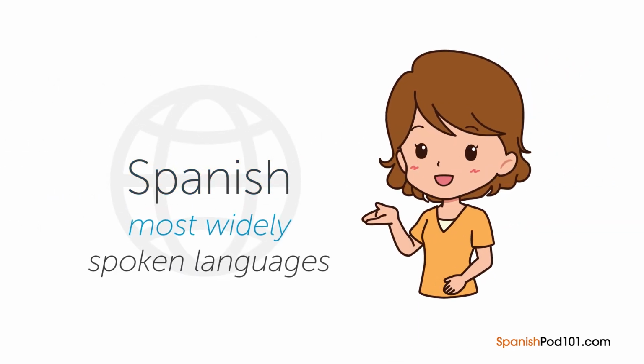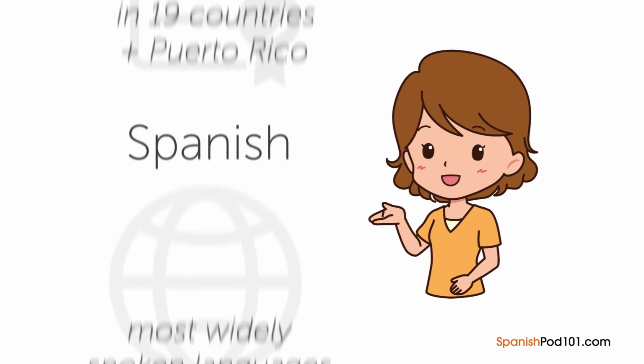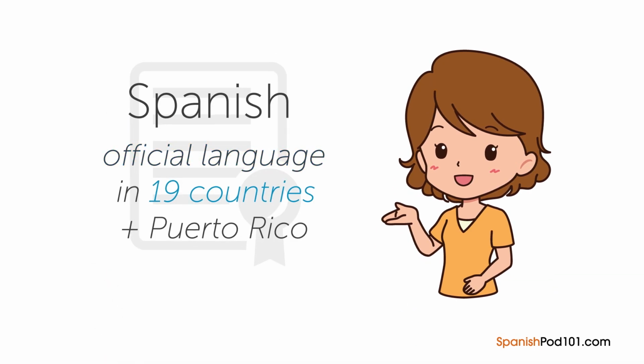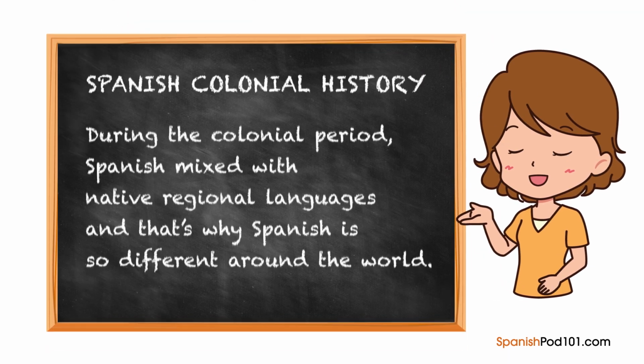Spanish is one of the world's most widely spoken languages. It's the official language in 19 countries as well as in Puerto Rico. It's so widespread because of Spanish colonial history. During the colonial period, Spanish mixed with native regional languages, and that's why Spanish is so different around the world.